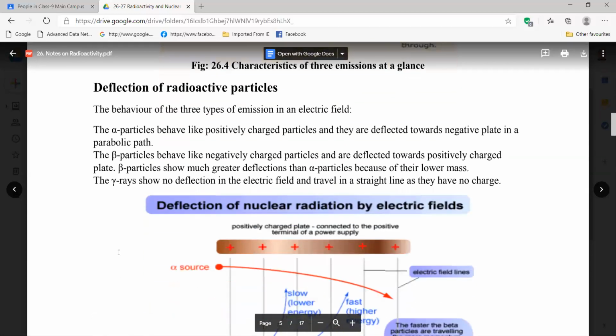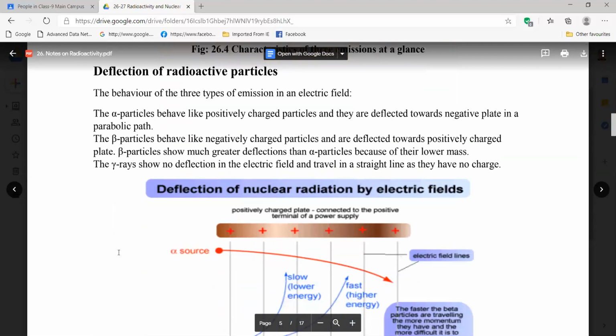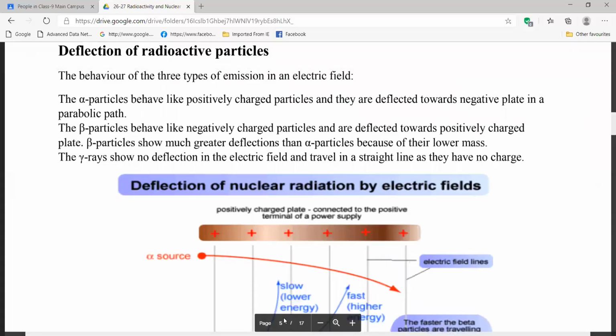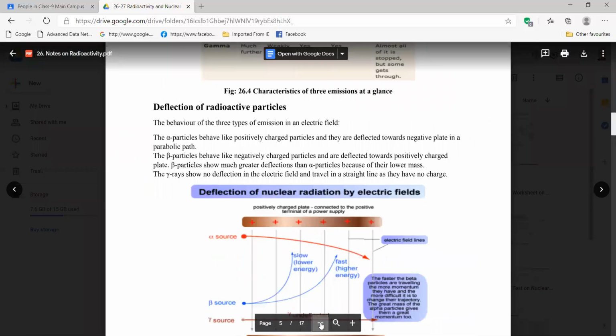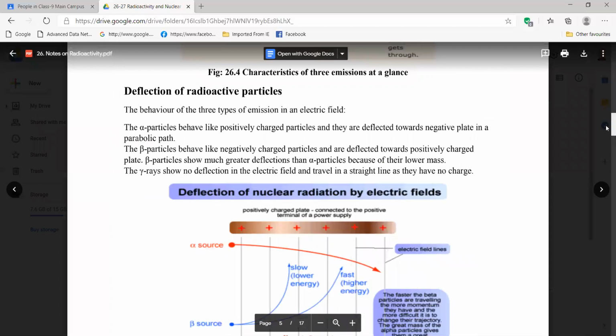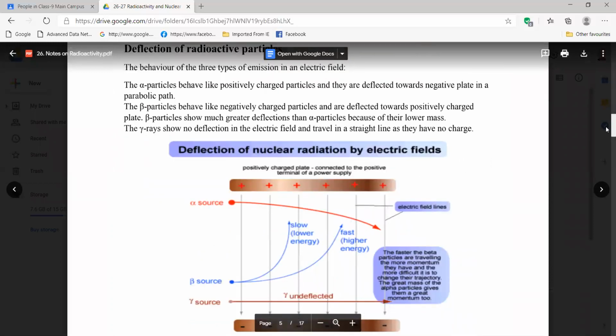Now, deflection of all radioactive particles. How they are behaving in an electric field. It also depends on their charge. You know that in an electric field we have positive and negative terminal, right? Can you remember that one? In one cell or battery, we have positive and negative. All of you?